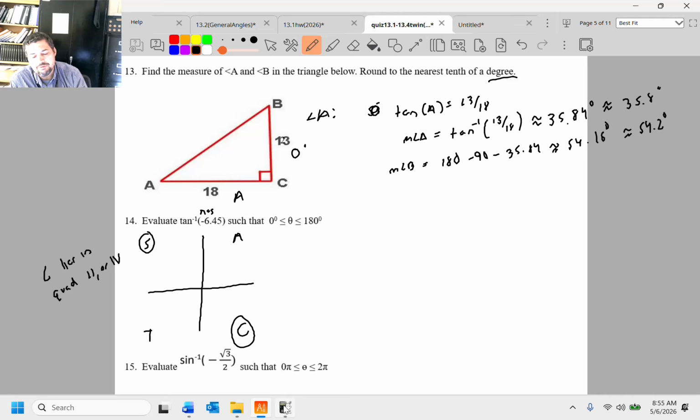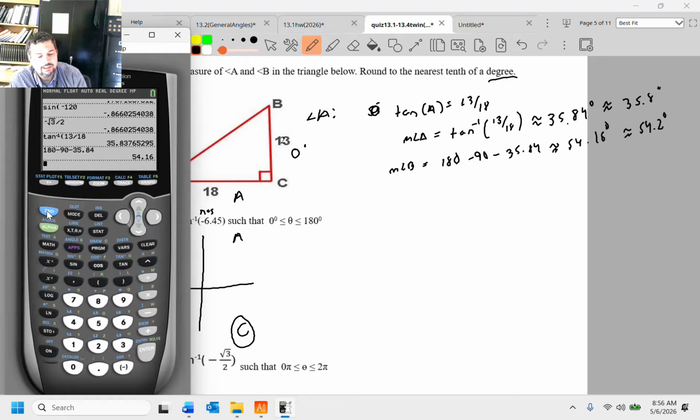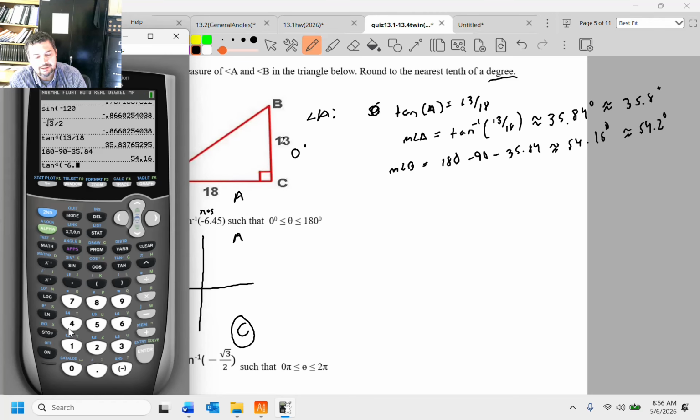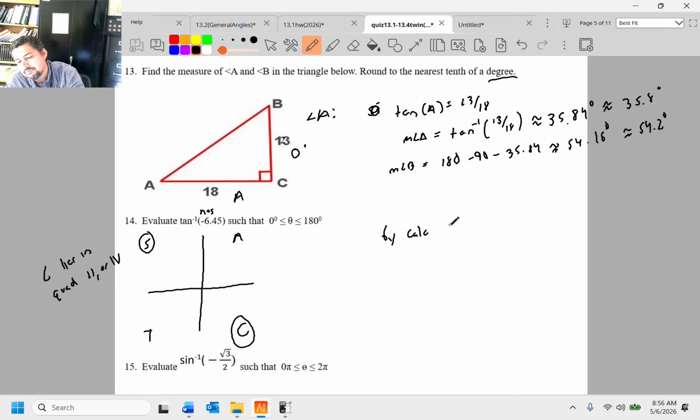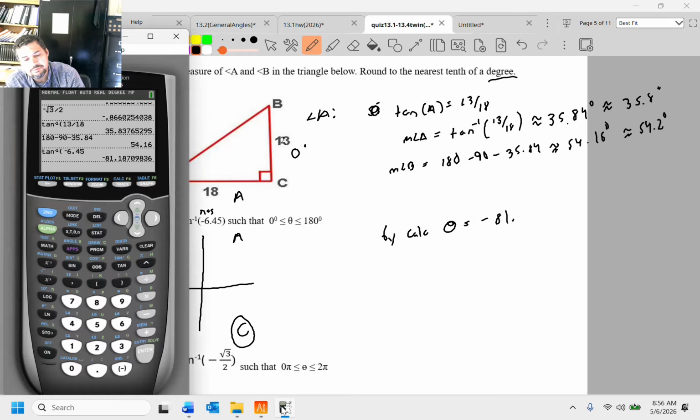Now let's see what a TI-84 tells me. Let's make sure I'm in degrees, by the way. I am cool. I hit arc tangent of negative 6.45. And this is what it returns. It returns negative 81.2 degrees. So by calculator, theta is negative 81.19 degrees.